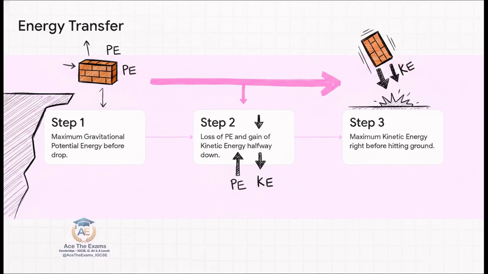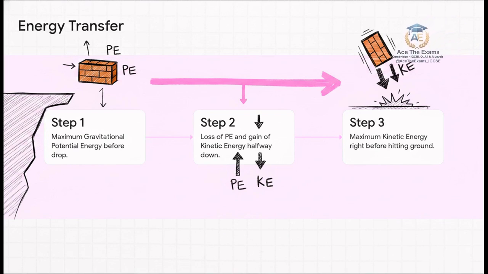In step 1, before the drop even begins, the brick is at its highest point, so it has its absolute maximum gravitational potential energy. Step 2, as it falls exactly halfway down, it has lost exactly half of that height, which means, you guessed it, it has lost half of its potential energy. But remember our law of conservation, that energy didn't just vanish into thin air, it transformed directly into kinetic energy. So, at that halfway mark, the energy is perfectly split.